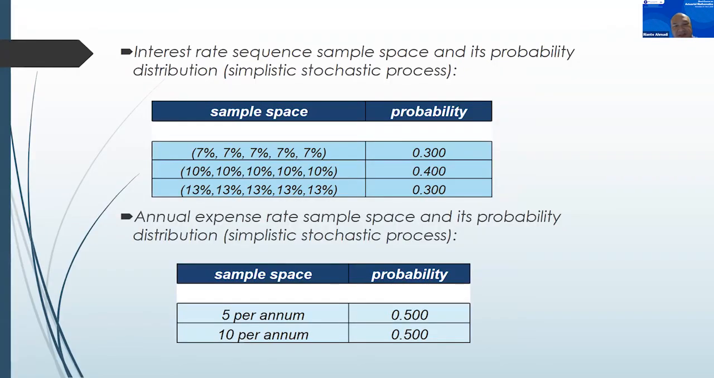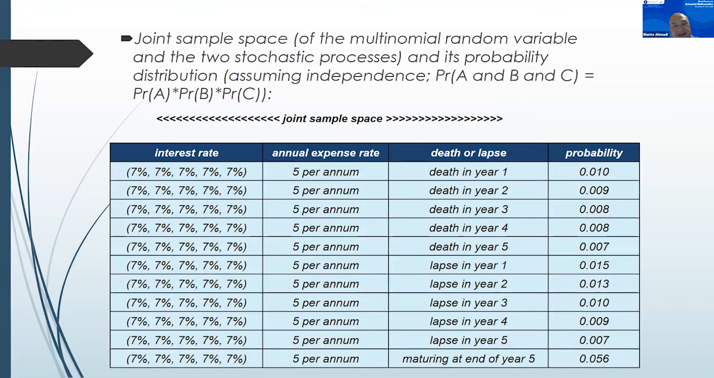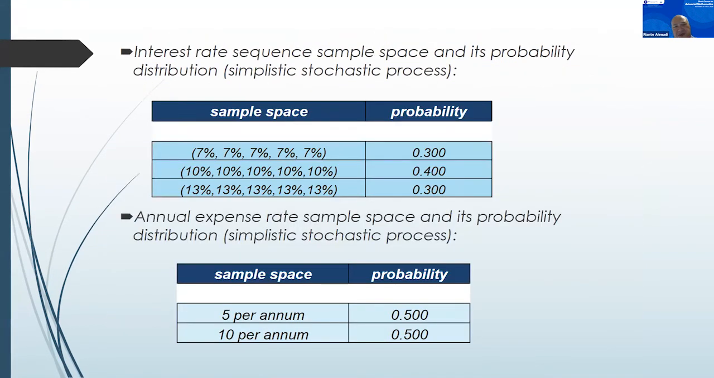Still the same as before for the interest rate and expenses. Now, of course, we want to combine the three sample spaces here, because at the end of the day, we want to look at the present value. So we have the multinomial random variable, the interest rate stochastic process, and the expense stochastic process. With all these three things, we're eventually going to be able to identify the present value random variable in terms of sample space and density function.